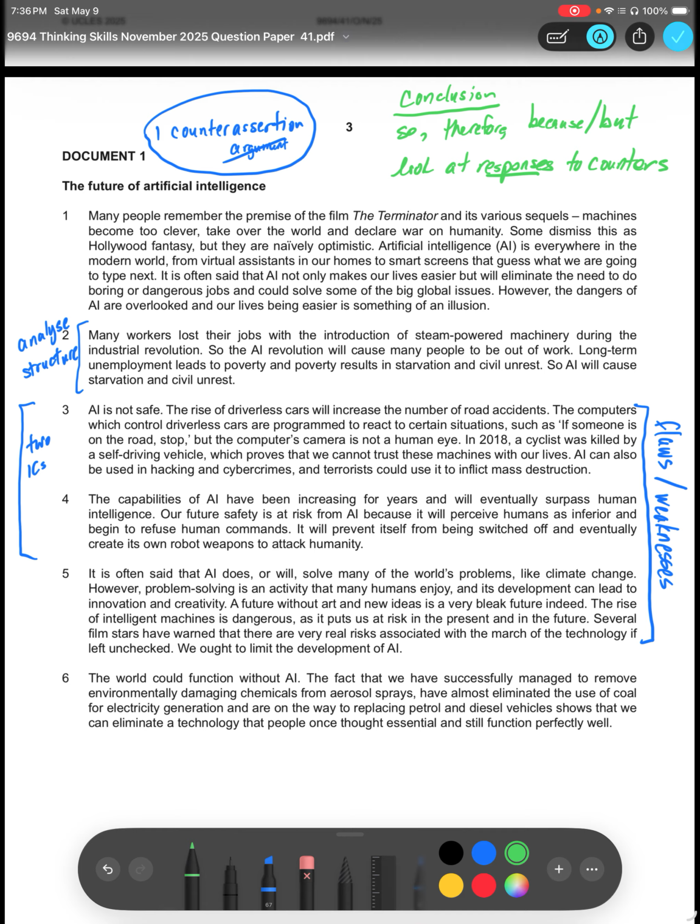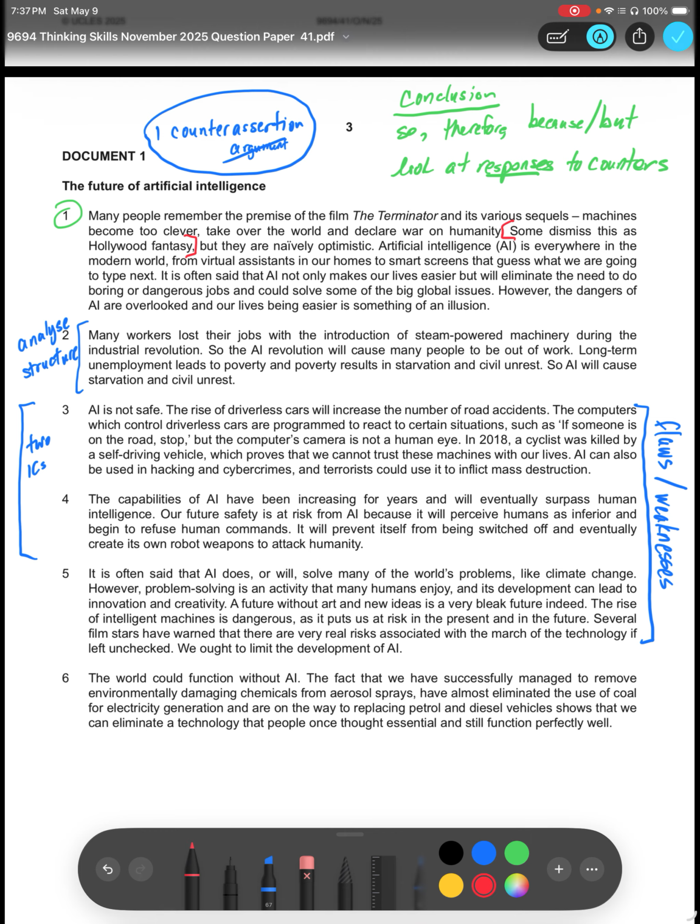Many people remember the premise, we're on paragraph 1 here. Many people remember the premise of the film The Terminator and its various sequels. Machines became too clever to take over the world, to declare war on humanity. Some dismiss this as Hollywood fantasy, but they are naively optimistic, okay? Some dismiss this as Hollywood fantasy, right there. That's your counter argument. They didn't really provide any evidence in the film before. They just explained what they were talking about. Okay, but it could be tricky.